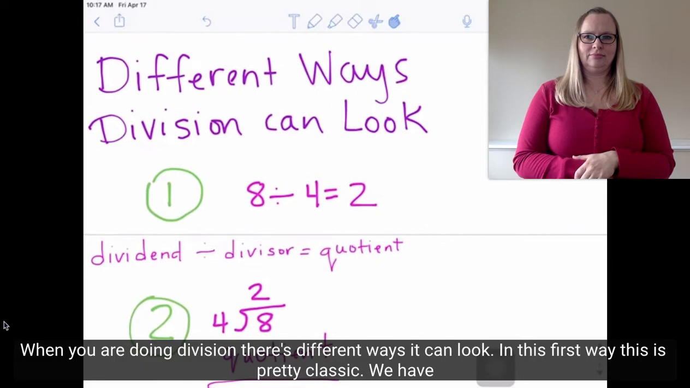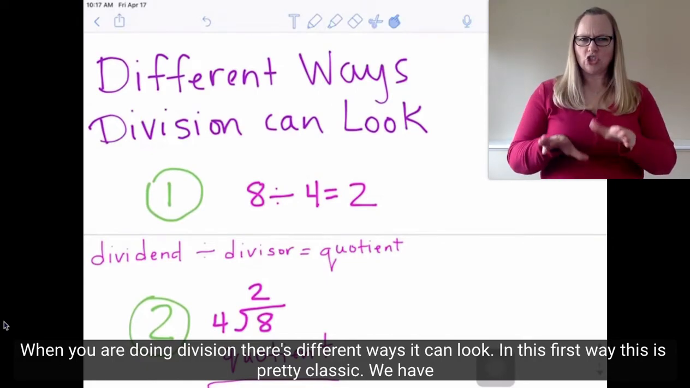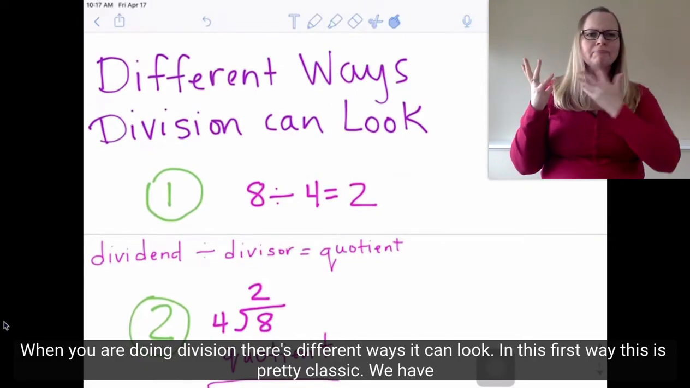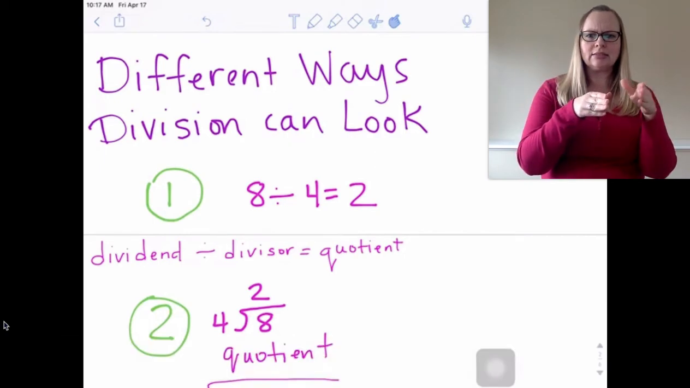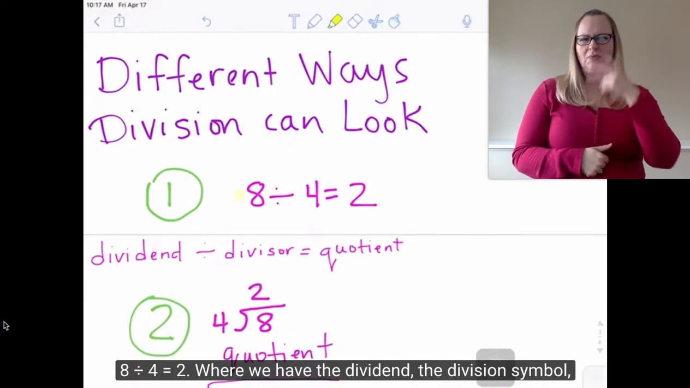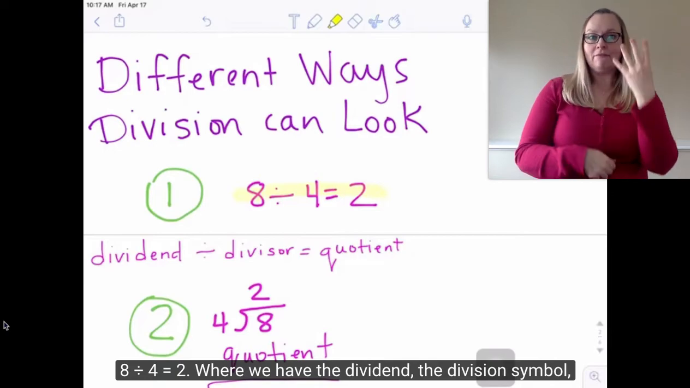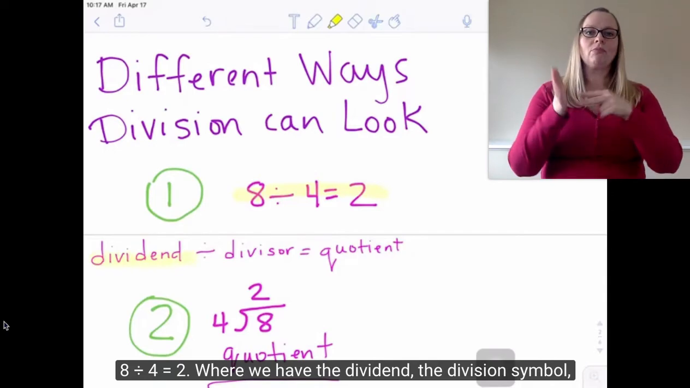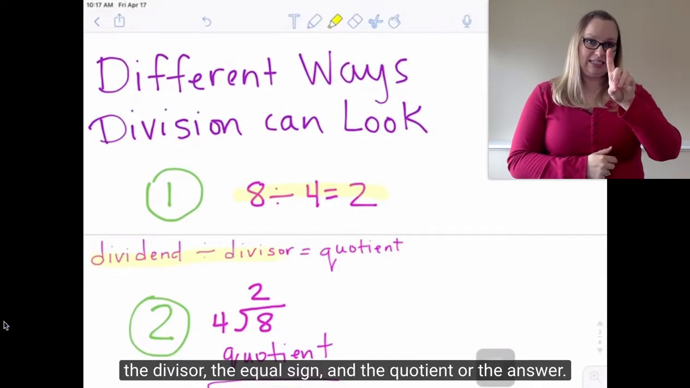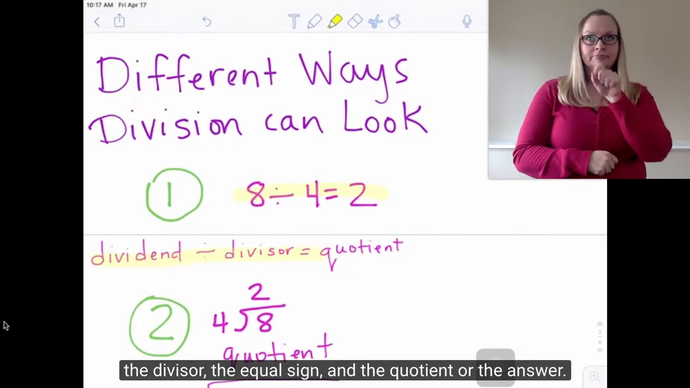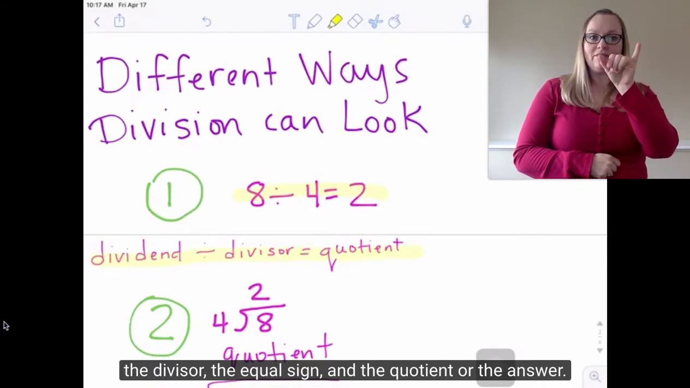When you are doing division, there's different ways it can look. In this first way, this is pretty classic. We have 8 divided by 4 equals 2, where we have the dividend, the division symbol, the divisor, the equal sign, and the quotient, or the answer.